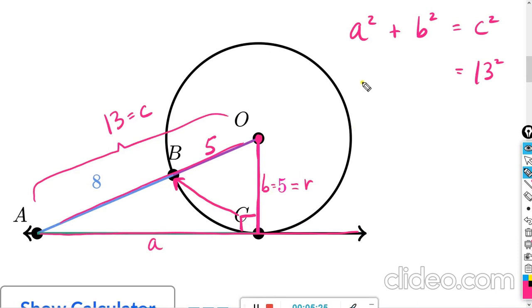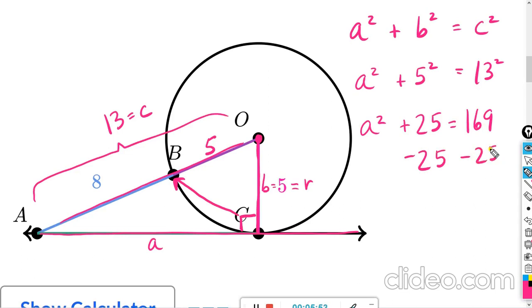So A is what we're looking for. So A squared we're going to leave alone. And B is 5, so B squared is going to be 5 squared. So we have A squared. 5 times 5 is 25. 13 times 13 is 169. Subtracting 25 from both sides, 25 minus 25 cancels. Bring down the A squared. 169 minus 25 equals 144.